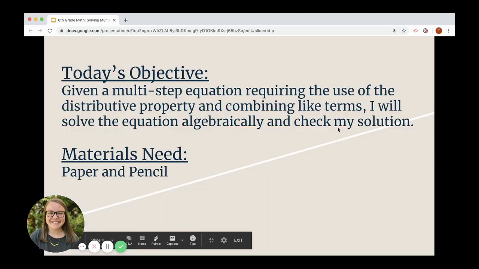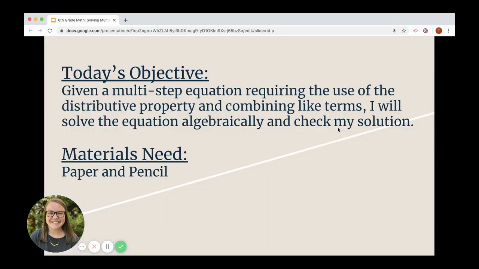For today's objective, we are looking at the following. It says, given a multi-step equation requiring the use of the distributive property and combining like terms, I will solve the equation algebraically and check my solution. All you need today is paper and a pencil.